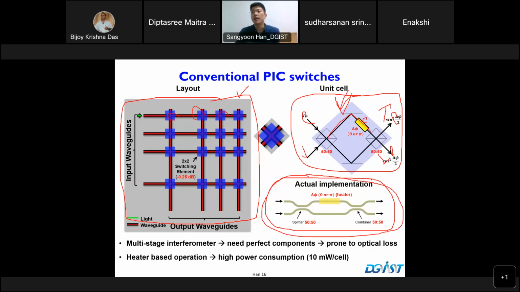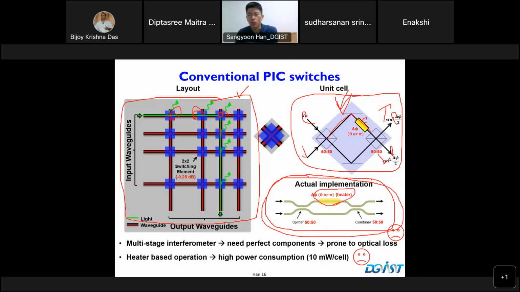However, the issue is that if you increase the number of ports, then the light needs to go through many of these meshes, and this is not free. Every time you go through one mesh, the light experiences an MZI, and each MZI is about 0.2 dB. So if you increase the number of ports, the light needs to go through more meshes, so optical loss increases proportionally. In addition, this MZI uses a thermal heater when you change the path length.